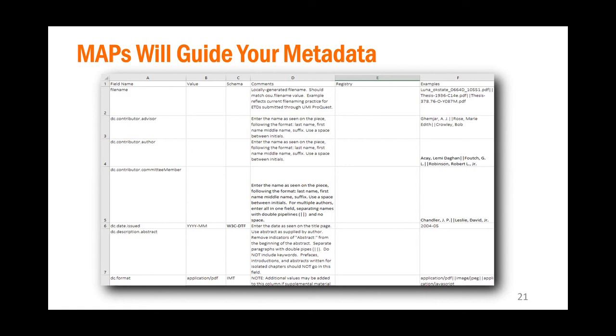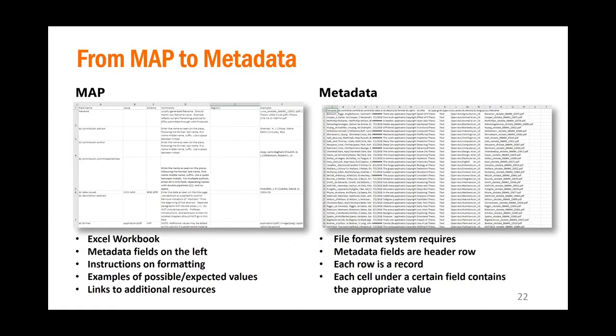Okay. So the map serves as your guide and reference while creating collection metadata. The goal is to get from the map on the left to the metadata file on the right. Now, in this case, we're using the metadata file on the right, this is the comma-separated values file. The file format you use may depend on the system you're working with. Because we're working with DSpace, we have to use a comma-separated values file for this collection to input metadata. That's how this is set up.